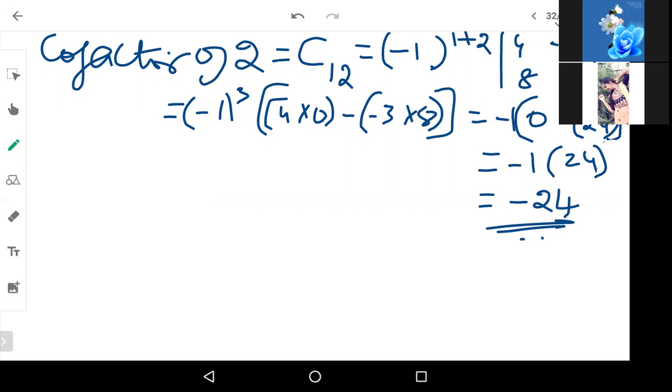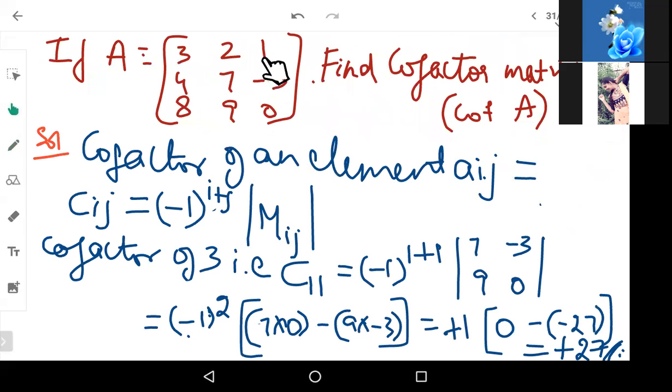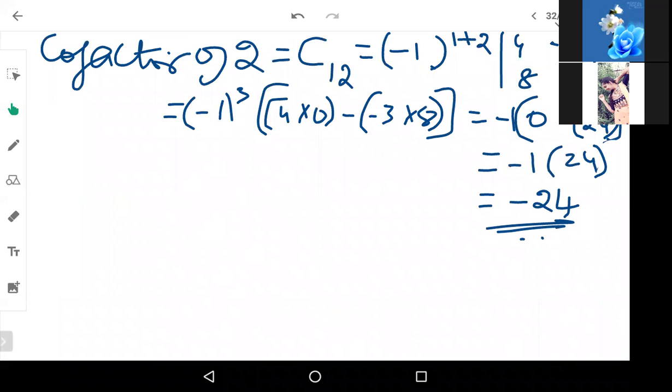Good. Now next, cofactor of 1. Which is the next element? Cofactor of 1. Now this 1 is in the first row and third column. So let us move. Can we go a little faster? Or you want me to go this slow only?